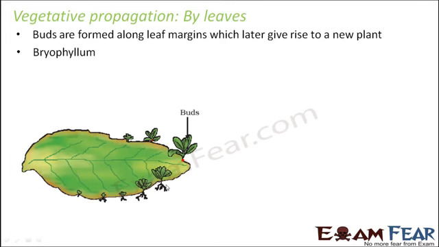So if you take a leaf of this plant and put it in the soil, buds will arise and finally a new plant will be formed, which is very unlikely of other plants. The buds are formed at specific places on the leaf margin which are called leaf notches. So when these buds fall in the soil, new plants will arise.